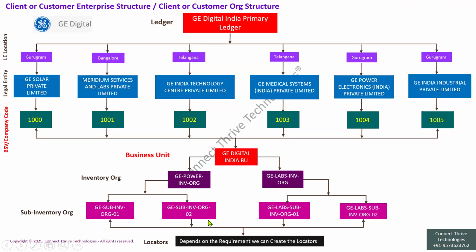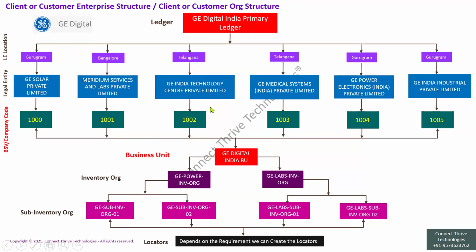Okay, this is all about the GE Digital case example. One primary ledger, that is the GE Digital India primary ledger. Under it we have multiple legal entities, multiple balancing segment codes, but one BU, with either one inventory org and one subinventory, or multiple inventory orgs and multiple subinventories. Depending on the requirement, you can go and create it.